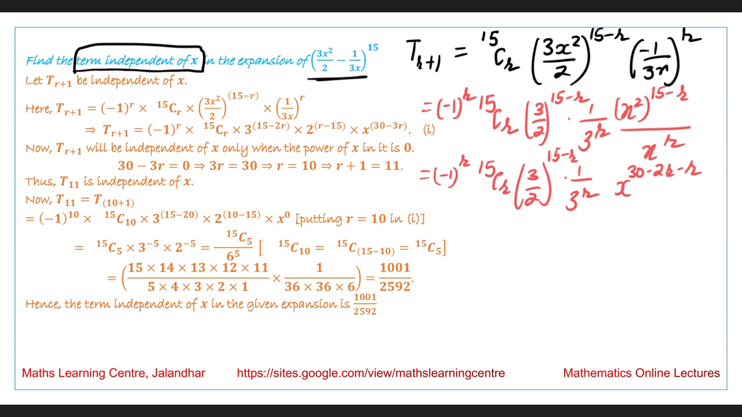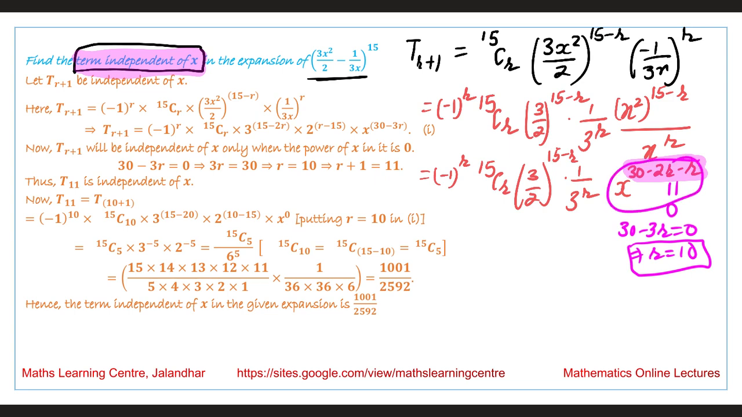Now we have to find the term independent of x. Term independent of x means this power should be equal to 0. So we get 30 minus 3r is equal to 0. This implies r is equal to 10. So the term independent of x will be the case when r is equal to 10, and in that case this whole value will be equal to 1. Now we have to calculate this coefficient.